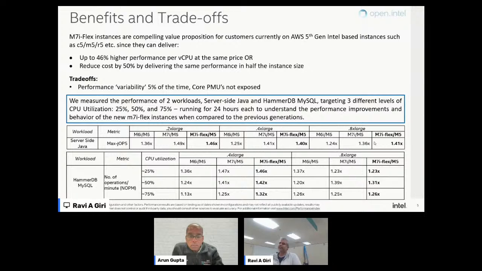One of the other things that I'll mention is that these Flex instances only seem to advertise the 2.4 gigahertz base frequency, but obviously the actual frequency does go up to the same as the M7i instances, because otherwise you won't see these performance numbers. And the M7i had something new which was featured in one of your previous webcasts, which is that the core PMUs are available, but those are not exposed on the Flex instance. So just two things to bear in mind, although that doesn't have any impact on the performance of the workloads themselves.